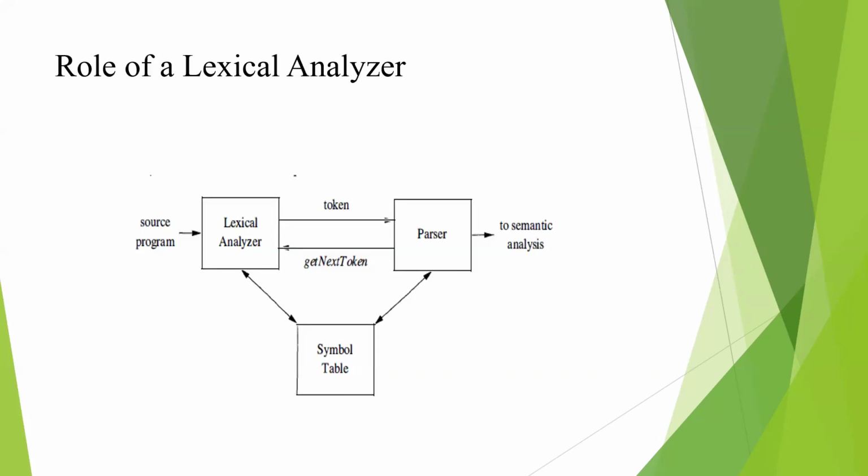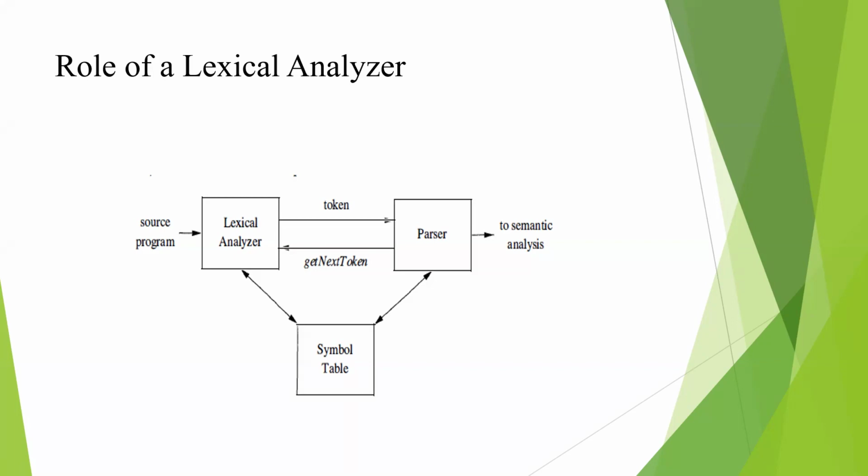The lexical analyzer interacts with the symbol table as well. So when the lexical analyzer discovers a lexeme that is an identifier, it needs to enter that lexeme into the symbol table. In some cases, the information regarding such an identifier may be read from the symbol table by the lexical analyzer to determine what type of token it is that is to be passed to the parser.